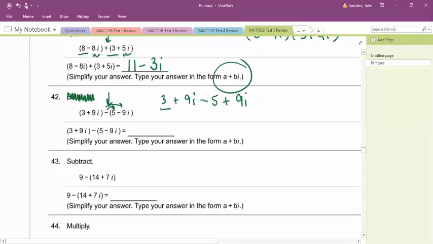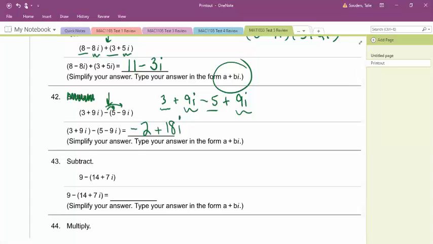So what is 3 minus 5? Negative 2. And then what is 9i plus 9i? Plus 18i. Exactly. And then that would be your answer. Negative 2 plus 18i.